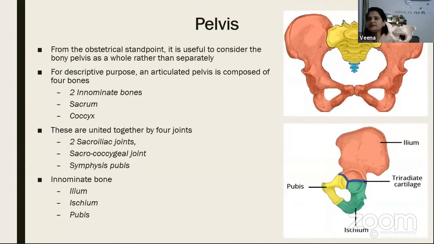There are three bones in one bone actually, but they are nicely joined. There are no joints between these bones. Please remember, unlike the sacrum, coccyx, and two innominate bones, which have open joints between them, these three parts of the hip bone have no joints. They are actually a single bone, different parts of a single bone. That's all. So that's about the anatomy of the pelvis when we look at the structure.